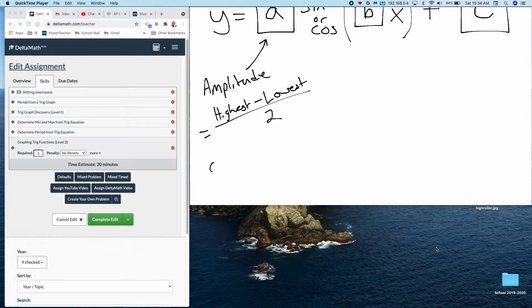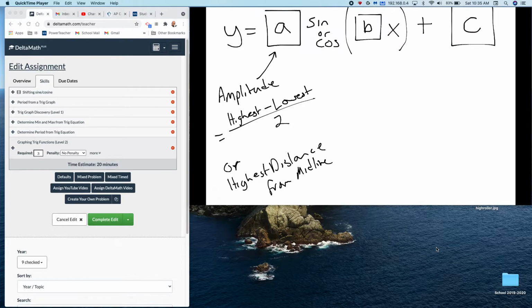Or you could figure out the highest distance from the midline. That would be another way you could deal with the amplitude. You could figure out the amplitude by saying, okay, well, what's the highest and what's the lowest value on this thing? And then divide it by 2, and then that's going to get that amplitude.